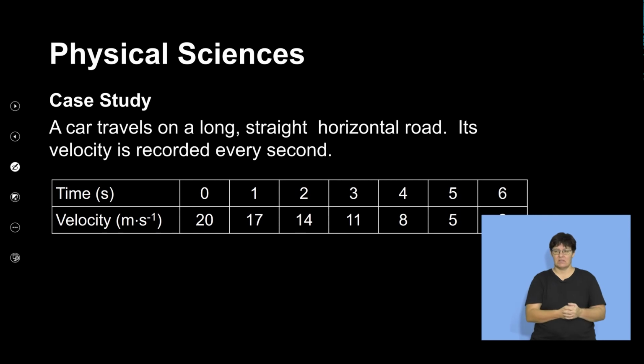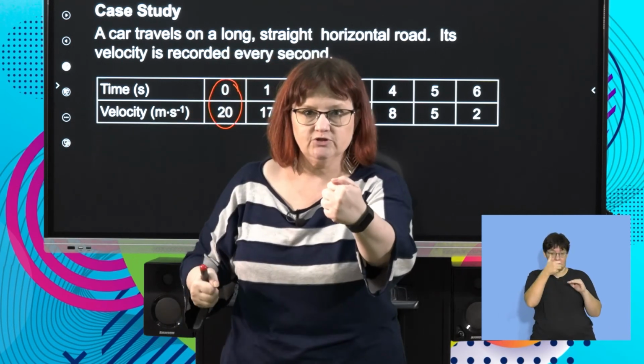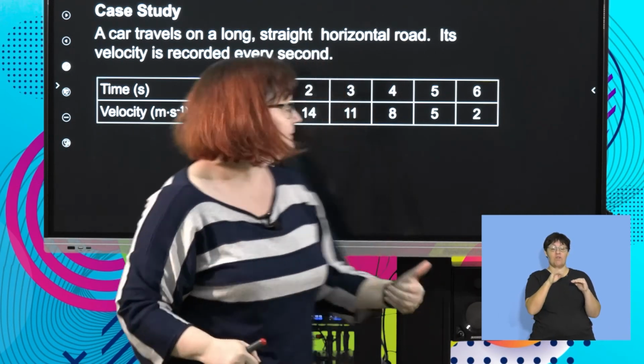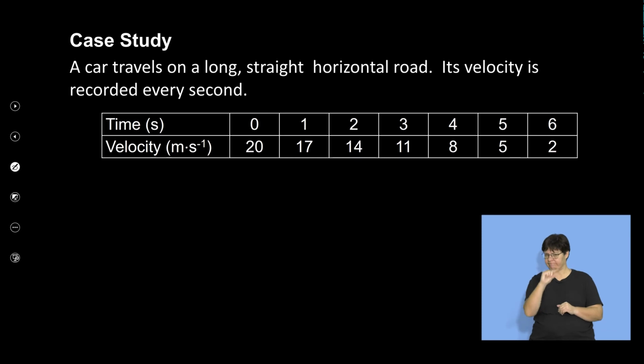So now look here, we have a car traveling on a straight road. Again, we record its velocity, but over here, even though time is 0, it's already moving. So the car was moving, and then as it passes a point, we start the stopwatch. So it has an initial velocity. And if you look, it's getting smaller. Let's see how much it's getting smaller by.